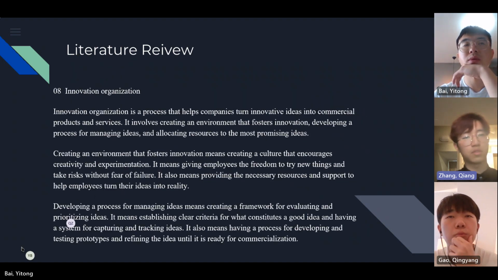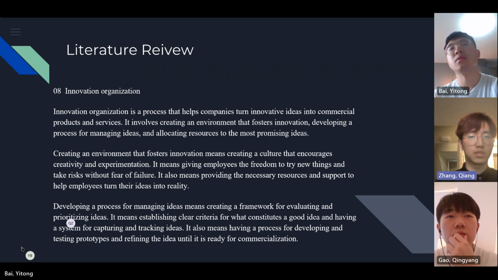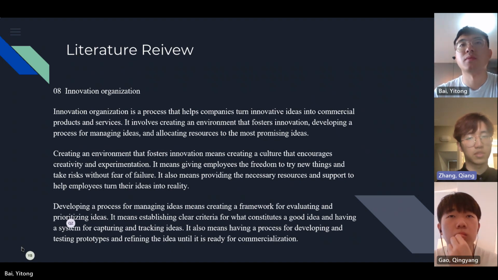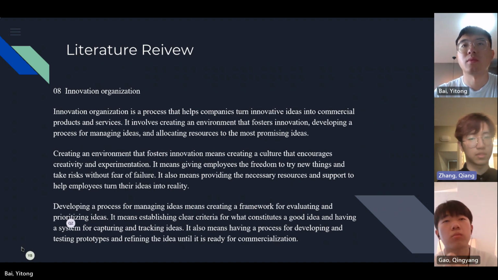And innovation organization is a process that helps companies turn innovative ideas into commercial products and services. It involves creating an environment that fosters innovation, developing a process for managing ideas, and allocating resources to the most promising ideas.